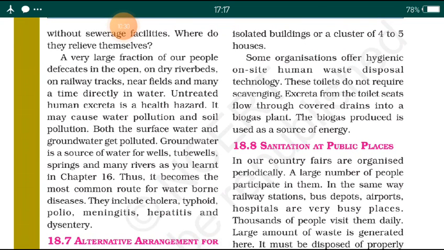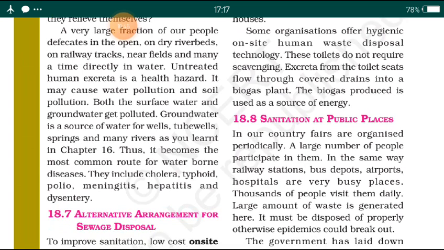defecate in the open, on dry river beds, on railway tracks, near fields, and many a time directly in water. Untreated human excreta is a health hazard. It may cause water pollution and soil pollution.